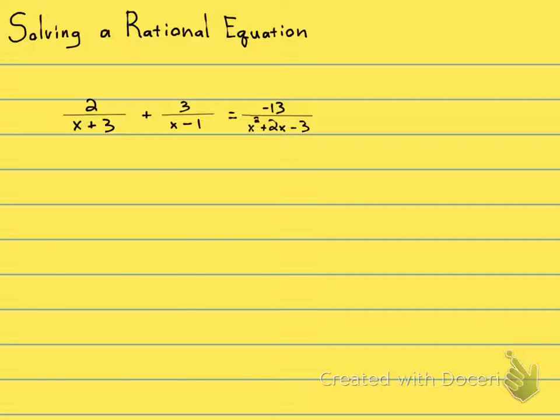Let's solve this rational equation. When I solve a rational equation, I can take one step and make all of these denominators disappear. What you need to do is find the LCD and multiply everything through by the LCD. Now I know my LCD is going to have an x plus 3, and I also know it's going to have an x minus 1.